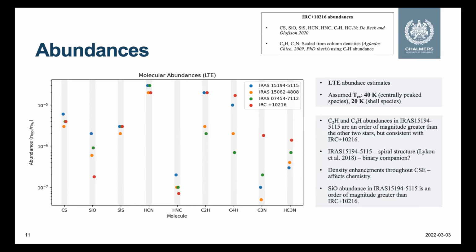The C2H and C4H abundances in 15194 are really way higher than the other two stars. So 15194 is in the blue, and the other two stars are here. There's more than an order of magnitude difference in the C2H and C4H. When we first made this plot, we were a bit suspicious, and then we checked with the single dish abundances, and they also correspond to a similar increase. And then I have the abundances for IRC+10216 also here in red, which also more or less correspond to that. So it seems reasonable.